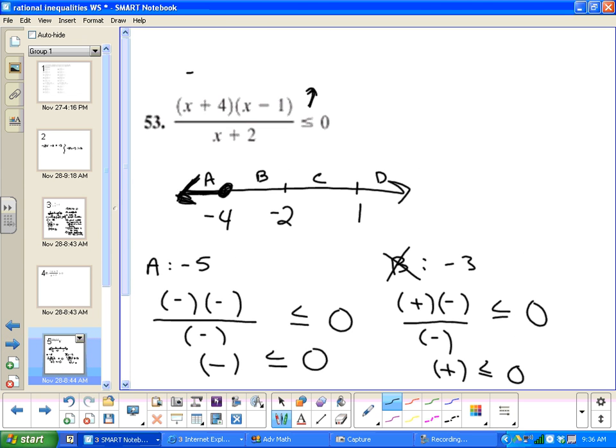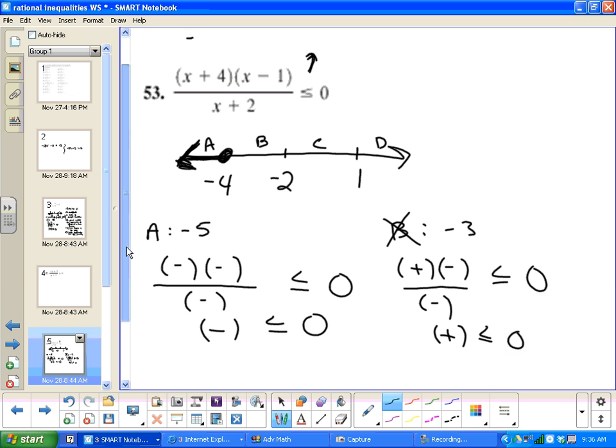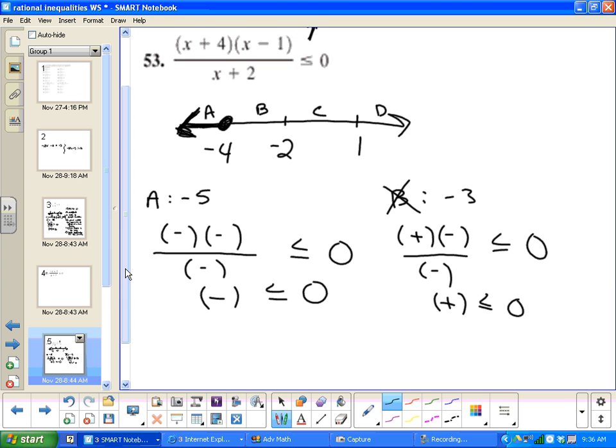Move this down. All right, yeah, 0 would be a good one to check for C. Okay. All right, so let's plug it in the numerator. 0 plus 4 would be positive. 0 minus 1 would be negative. And then 0 plus 2 would be positive. Okay. Now let's see if that's less than or equal to 0. So a positive times a negative would be a negative, and a negative divided by a positive would be a negative. All right, yeah.